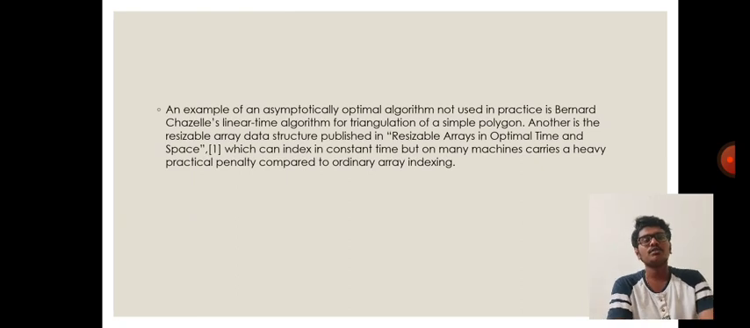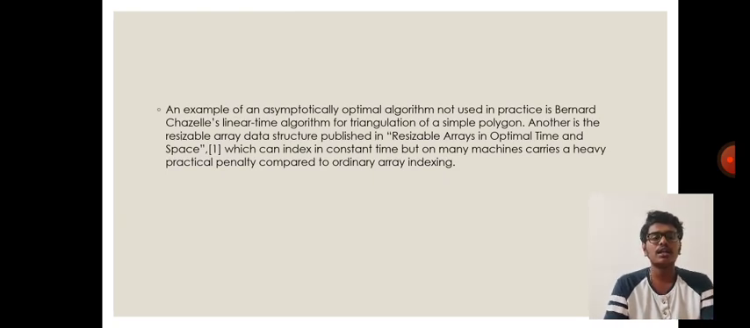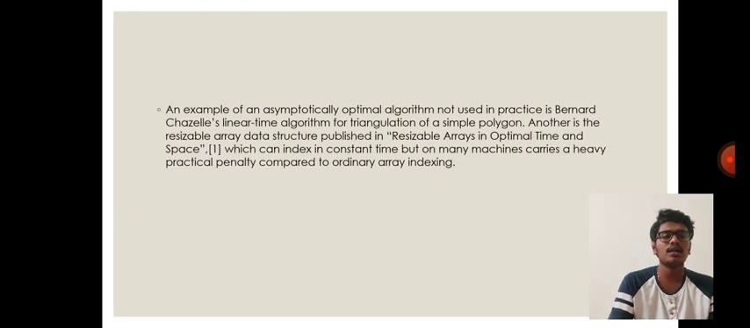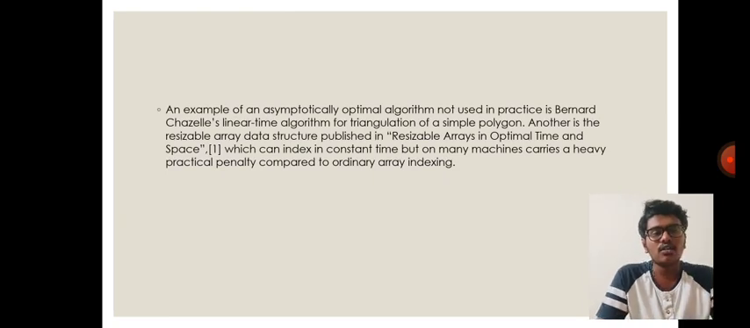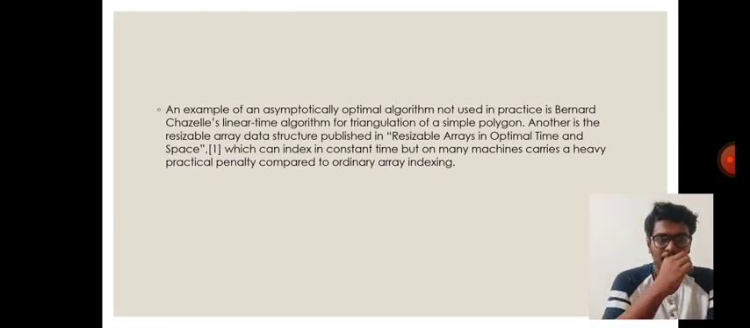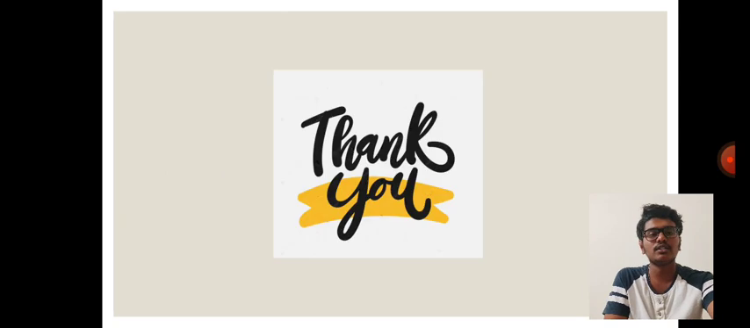An example of an asymptotically optimal algorithm not used in practice is Bernard Chazelle's linear time algorithm for triangulation of a simple polygon. Another is the resizable array data structure published in "Resizable Arrays in Optimal Time and Space", which can index in constant time but on many machines carries a heavy practical penalty compared to ordinary array indexing.